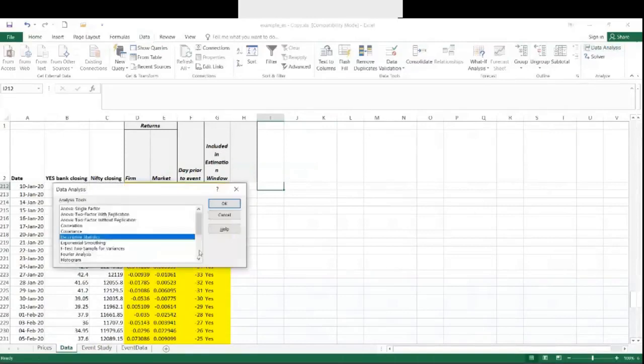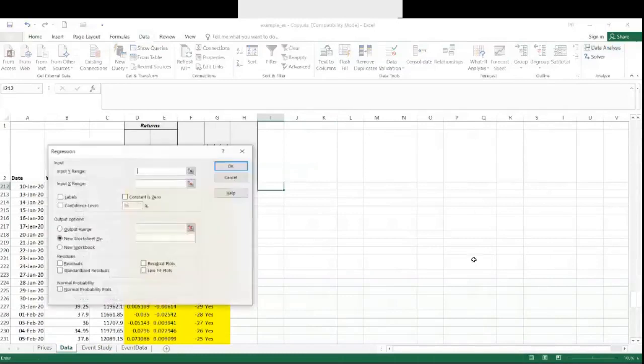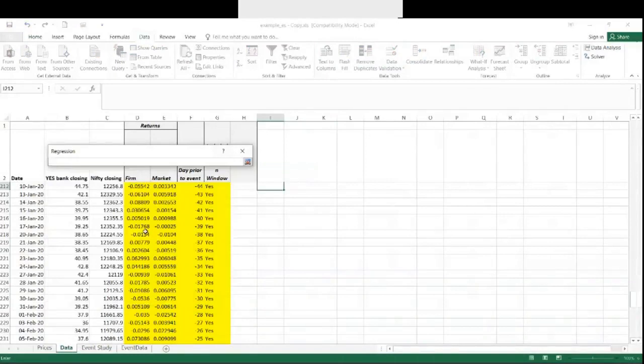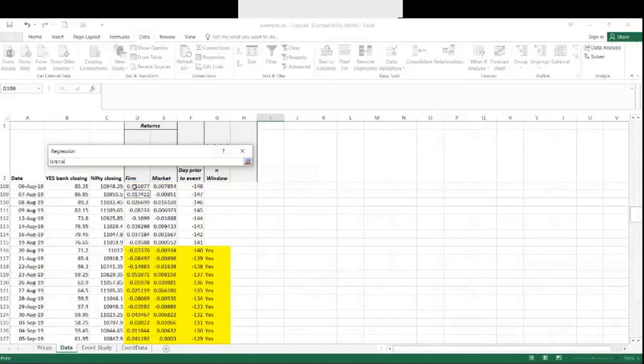It's a simple OLS regression, nothing fancy about it. So the input Y range is the firm returns over the estimation window. That's why I highlighted it, so I can easily pick it up. All my yellow highlights.